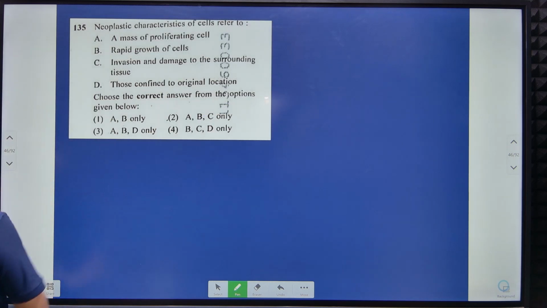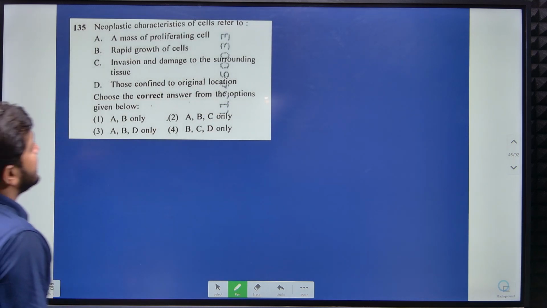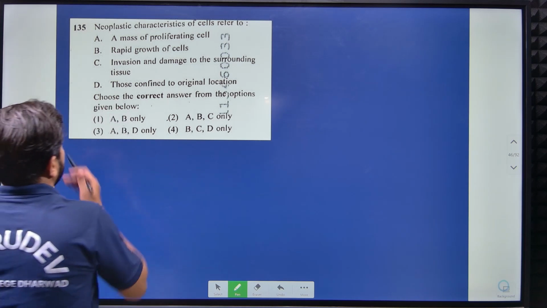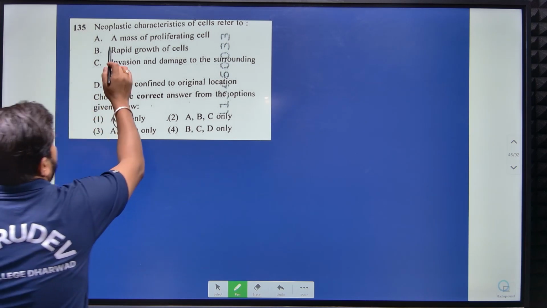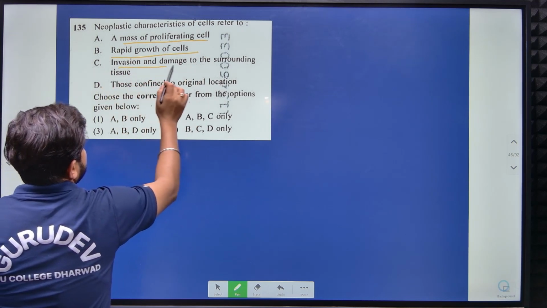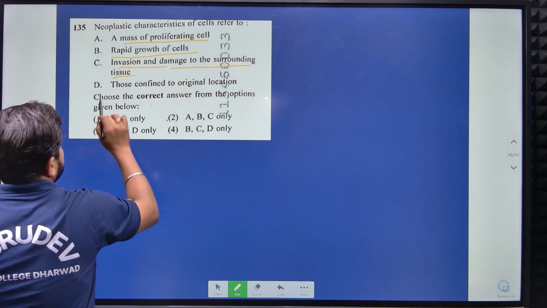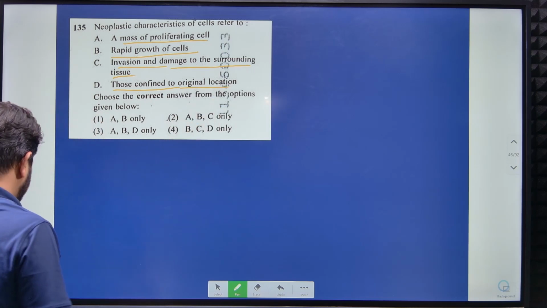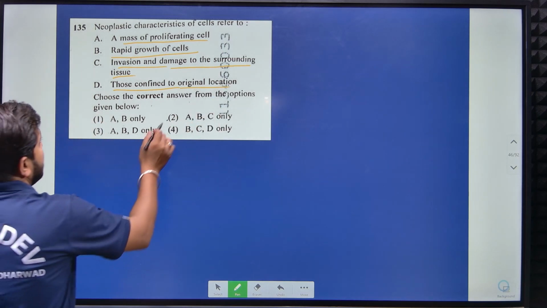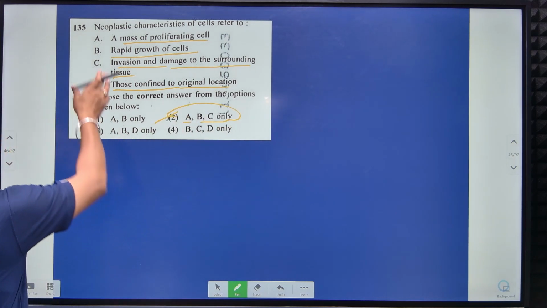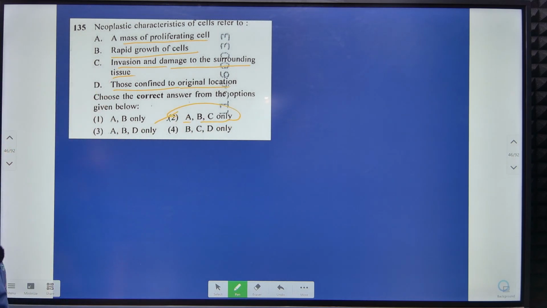Moving on to the next: neoplastic characteristics of cell refer to a mass of proliferating cells, rapid growth of cells, invasion and damage to the surrounding tissue, and those confined to the origin location. So A, B and C are the characteristics which match with neoplastic.